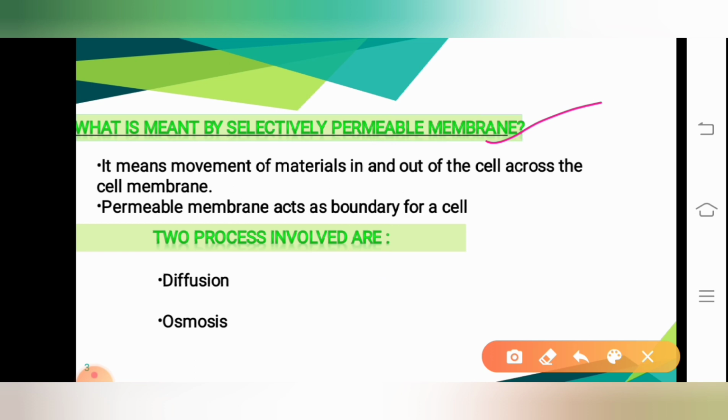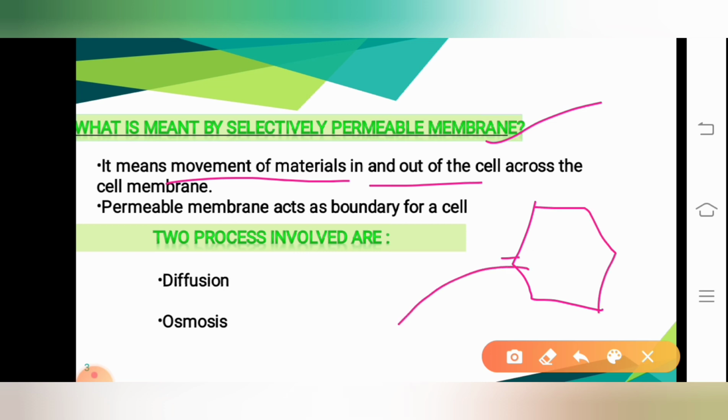Selectively permeable membrane means it is a membrane which allows the movement of materials in and out of the cell across the cell membrane. For example, if this is a cell, it allows some materials to move inside and also to come outside. This movement of materials in and out of the cell across the cell membrane is called selectively permeable membrane.